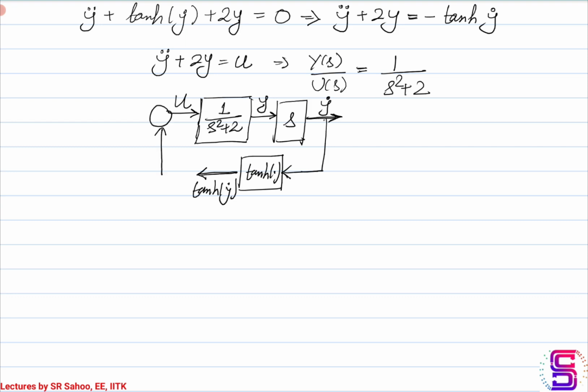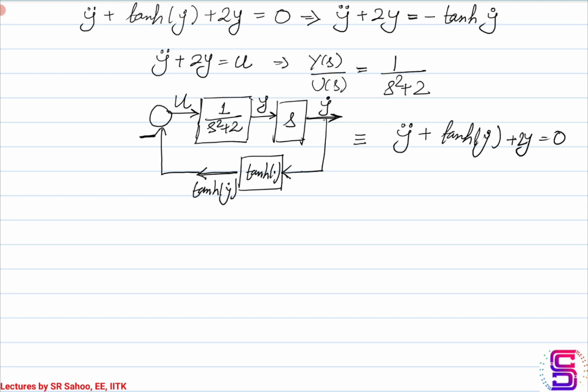and then this is fed back as this. So this is equivalent to, or this is a representation for, the system that we have taken up. So what you have is u passing through 1 by s square plus 2 giving you y, and then passing through the derivative block gives you y dot. Y dot passes through this tanh nonlinearity to get tanh of y dot, and as the loop completes, u is nothing but minus tanh of y dot. So y double dot plus 2y becomes equal to minus tanh of y dot.